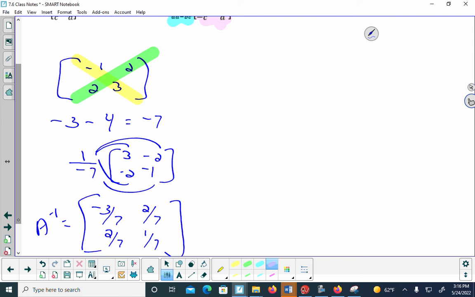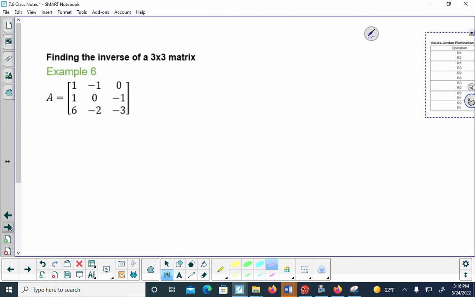Okay, moving on to the next one. So the next one I want you to find the inverse of a 3 by 3. I have no choice. Well, I have lots of choices in life, but this is not one of those times. So I'm going to have to do the augmented matrix. There is no determinant formula.